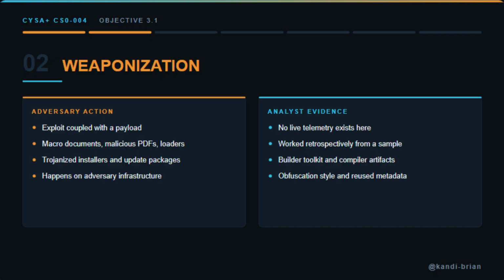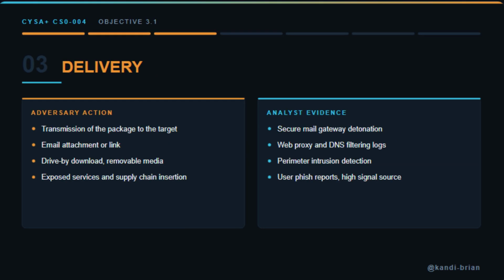When a sample lands, you analyze it and pull out the artifacts of construction: the builder toolkit that produced it, the compiler timestamps, the macro obfuscation style, embedded metadata, reused certificate details. Those artifacts are durable across campaigns, which lets you attribute the next sample faster and write detections for the family rather than the file. Phase 3 is delivery.